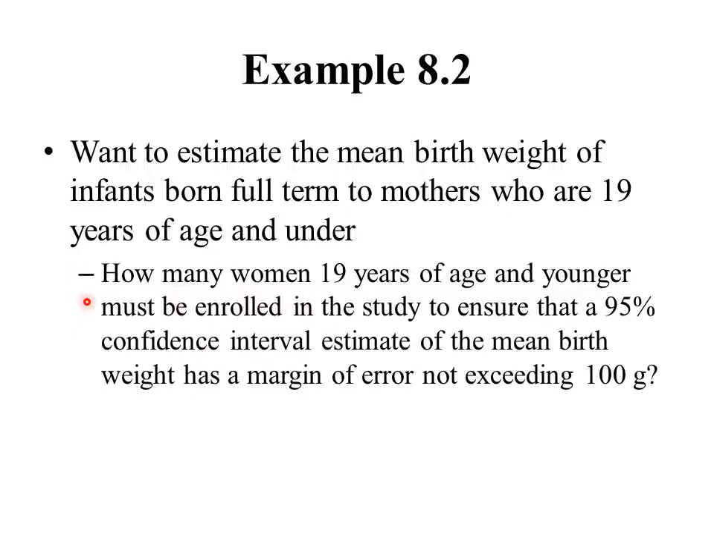So the question is really, how many women age 19 years and younger must be enrolled in the study to ensure that a 95% confidence interval estimate of the mean birth weight has a margin of error not exceeding 100 grams. So we're going to enroll these women. We're going to collect some data, calculate sample statistics, and then use those to calculate a confidence interval estimate of mu, the mean birth weight. We want a 95% confidence level, and we want a margin of error no bigger than 100.